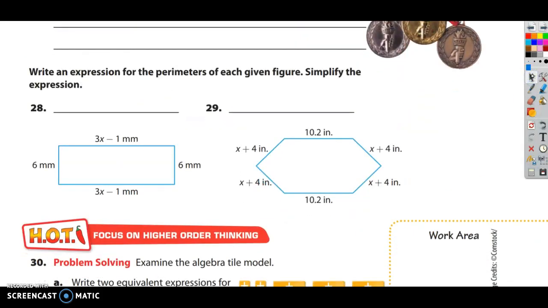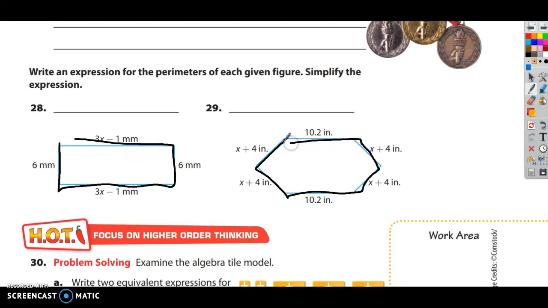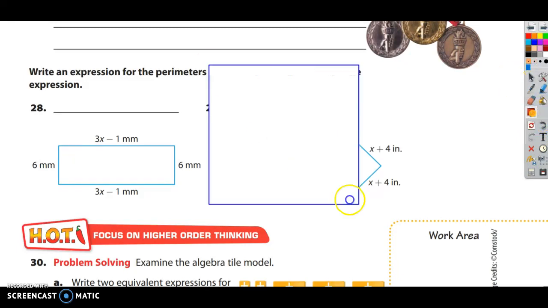Number 28 and 29 says, write an expression for the perimeters of each figure, simplify the expression. I want to remind you that perimeter means you add up all the sides. So if you add up this plus this plus this plus this, you get the perimeter. If you add up this plus this plus this plus this plus this, you get the perimeter. So I'm going to do one at a time here, and I'm going to start with number 28.